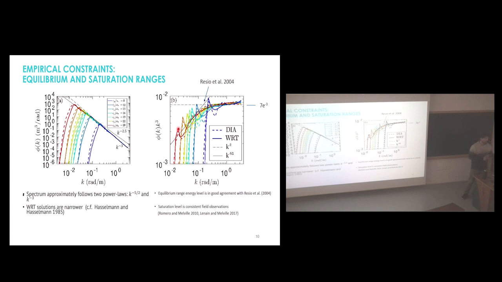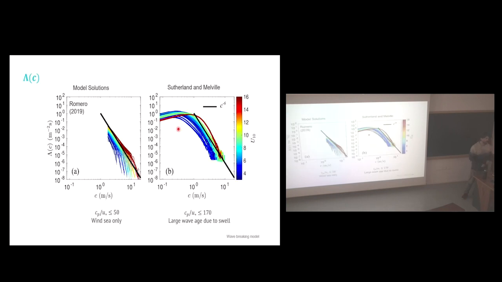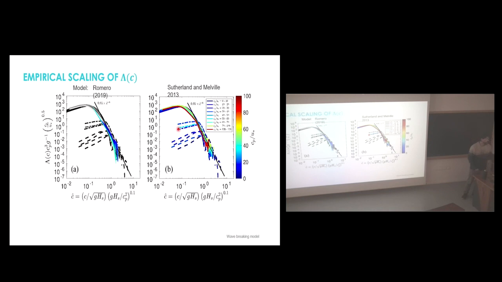One of the things that I was rather excited about is that the Gaussian scaling factor, depending on the spectral saturation, allowed the Lambda of c distribution model to reproduce a scaling that was found in the field by Sutherland and Melville. So here I'm showing you the model Lambda of c distributions on the left. On the right are the Lambda measured in the field. One of the nice features is that they were able to collapse those data by using significant wave height, peak period, and friction velocity. And if I scale my model Lambda of c's, I also get it to collapse relatively well along the same line.